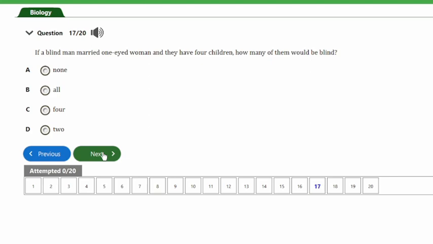So guys, let's look at this question. It says, if a blind man married a one-eyed woman and they have 4 children, how many of them would be blind? So guys, the answer to this question is none, because blindness is not genetically transmissible. So it's not a genetic feature, and as such they cannot transmit it to the offspring. So the answer will be none, and that's option A here. We don't need to go through the options here, guys. The answer is none. So let's look at the next question, and that's question number 18.